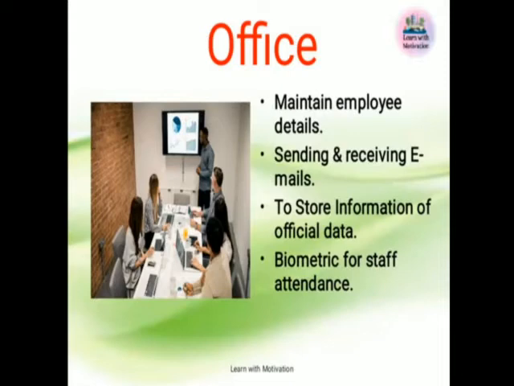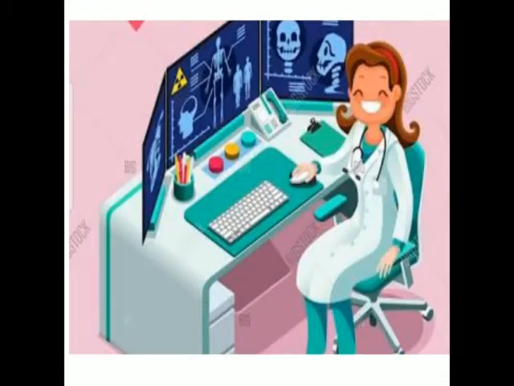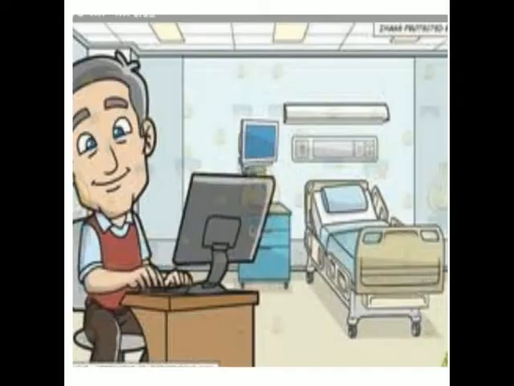In office we also use computer. They maintain employee details, send and receive email, store information of office staff and other data, and use biometric for staff attendance. In hospital we also use computer. Okay, so doctors also use computer for keeping all the records of patients.